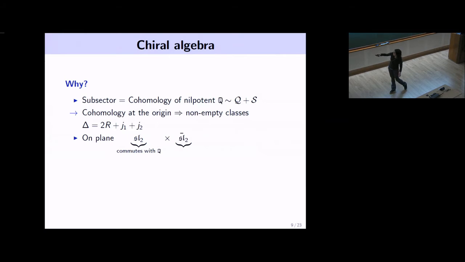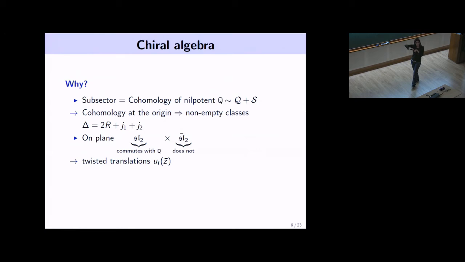But the SL2 bar does not commute with Q, and it's also not Q exact. So if I try to translate just naively an operator in the z bar direction, they stop being in my cohomology. So what should I do? This is where this vector comes in.